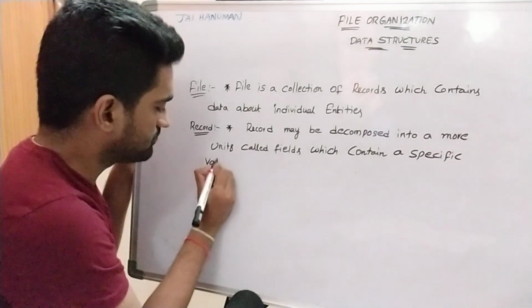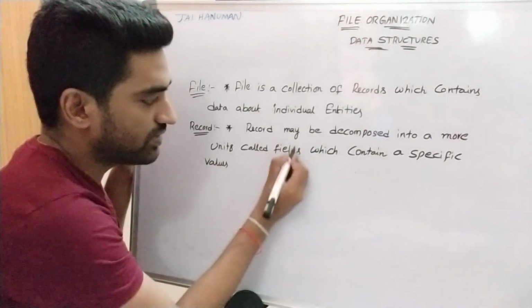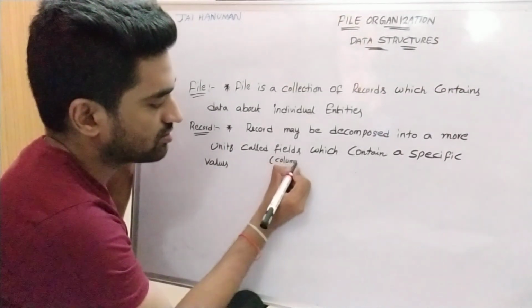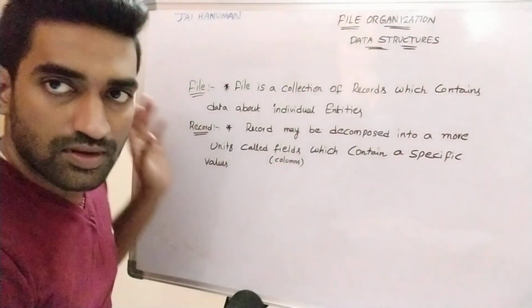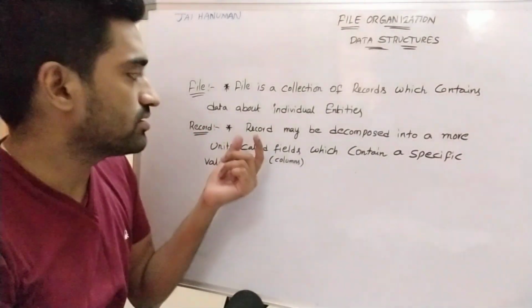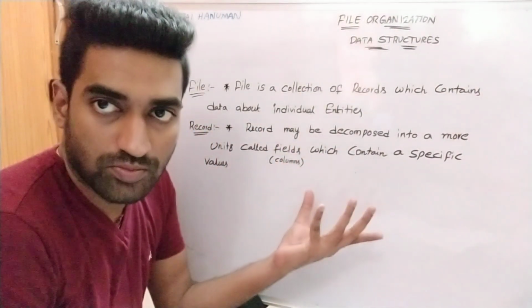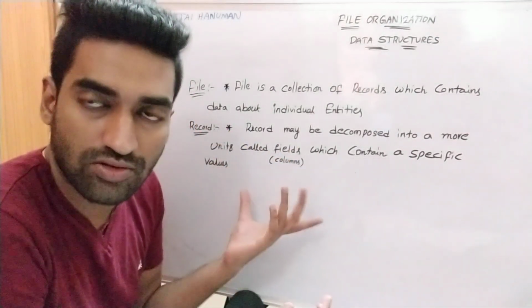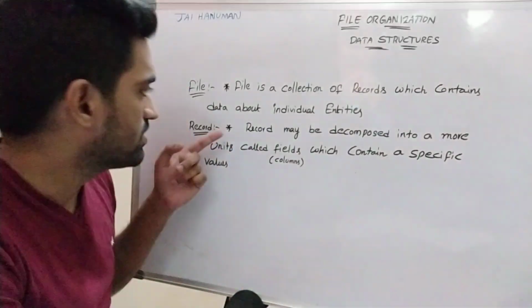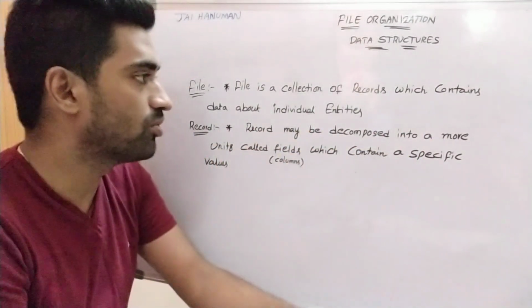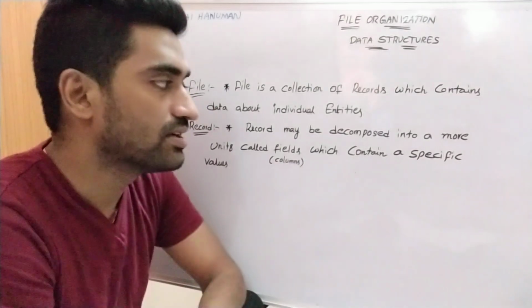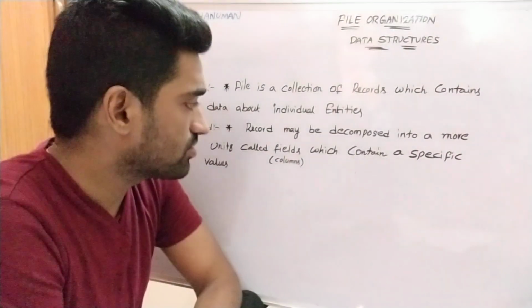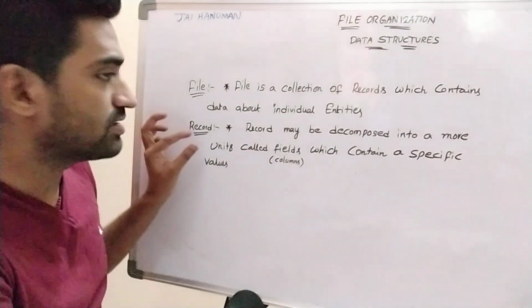Here, fields are nothing but columns, and a record is nothing but a row. So a row in a file is called a record. A record may be decomposed into more units called fields, which contain a specific value, and fields are nothing but columns. So this is about file and record.